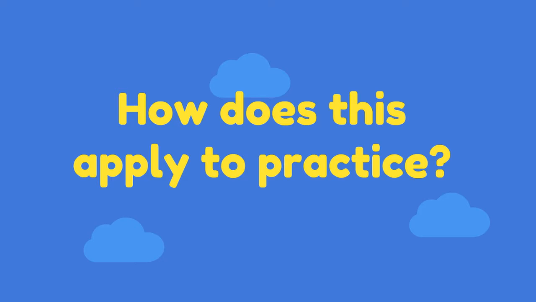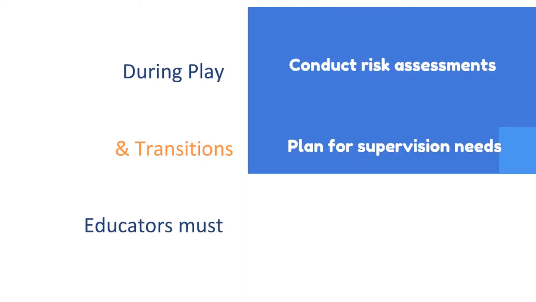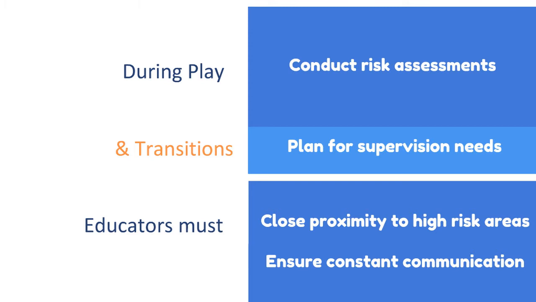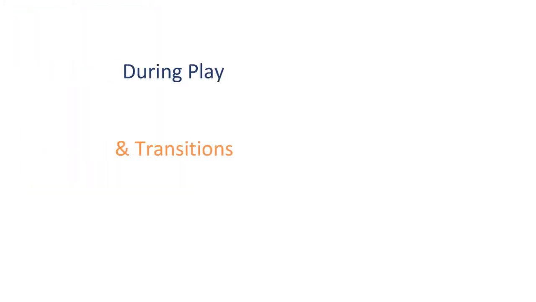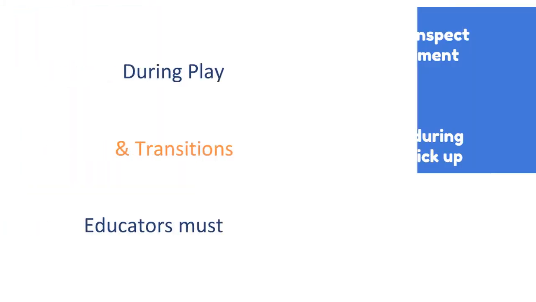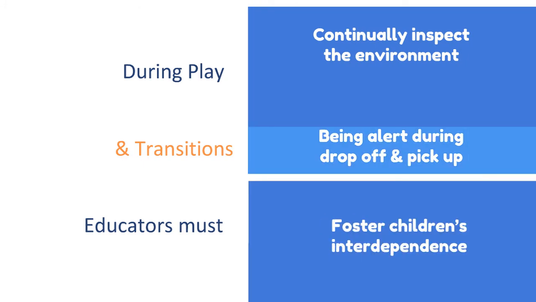During play and transitions, educators must conduct risk assessments of all areas, determine the level of supervision required during planning and arrange staff accordingly, be in close proximity to any activities that are high risk, for example cooking, and ensure constant communication with other staff members. Educators must also engage in consistent inspection of the environment to check for any potential hazards. They must be alert during children's arrival and departure to the centre to ensure people have authority to collect the child, and they must also foster children's independence by supporting and encouraging children to take risks.